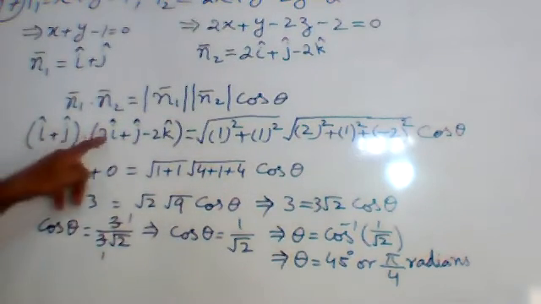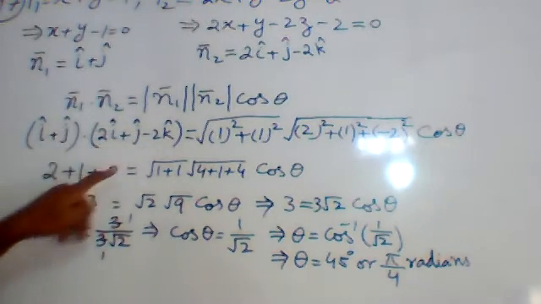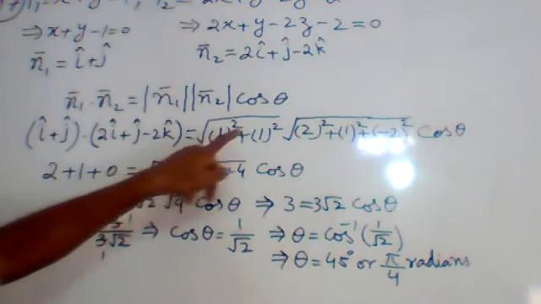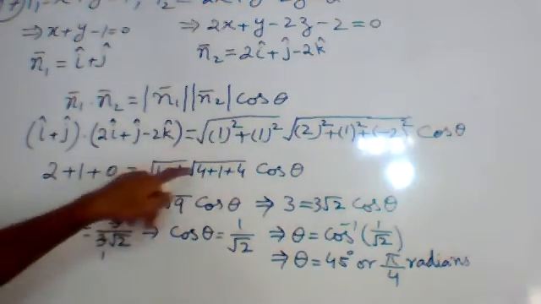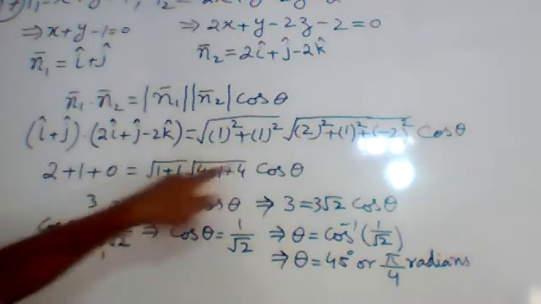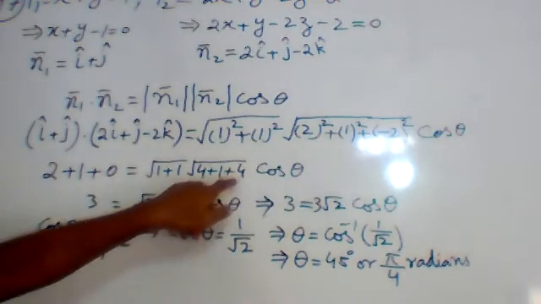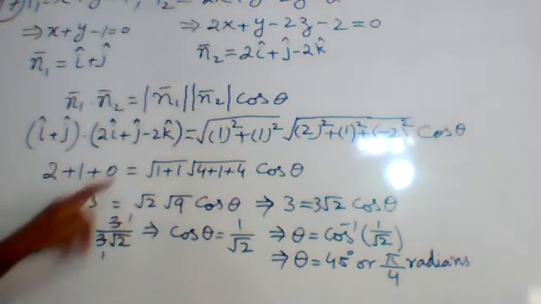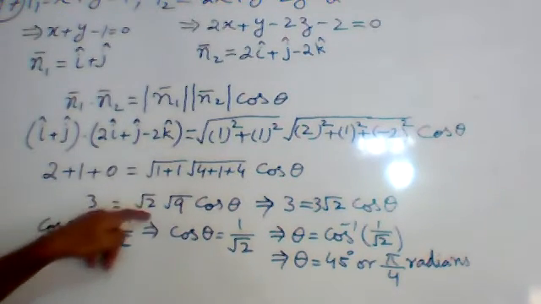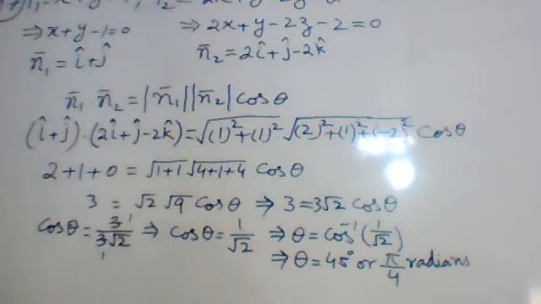So i into 2i will be 2, 1 into 1 will be 1, there is no k, so 0 into minus 2 will be 0, equal to 1 square will be 1, 1 square will be 1 whole under root. The other root, 2 square will be 4, 1 square will be 1, minus 2 square will be 4, into cos of theta. Next step, 2 plus 1 will be 3, 1 plus 1 will be under root 2, 4 plus 1 plus 4 will be under root 9, into cos theta.